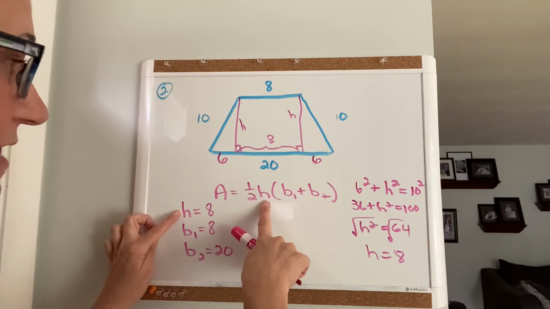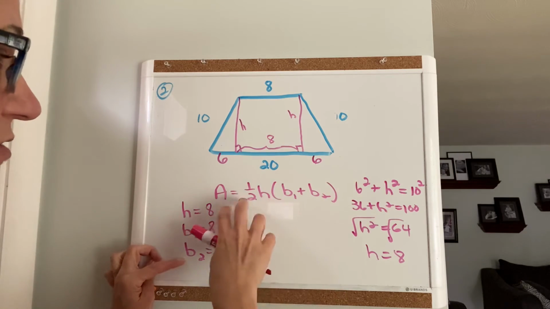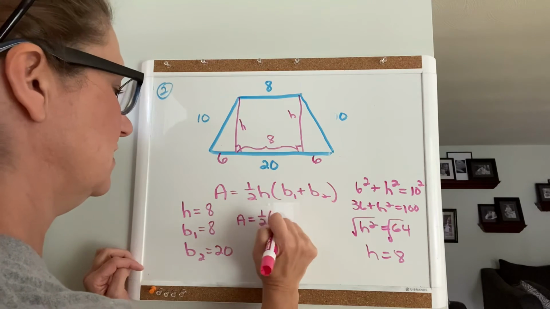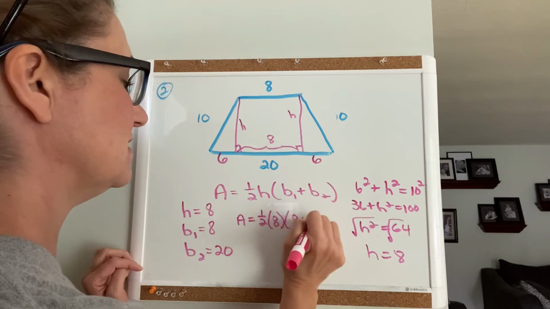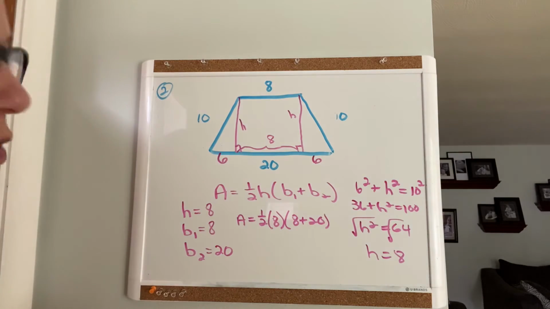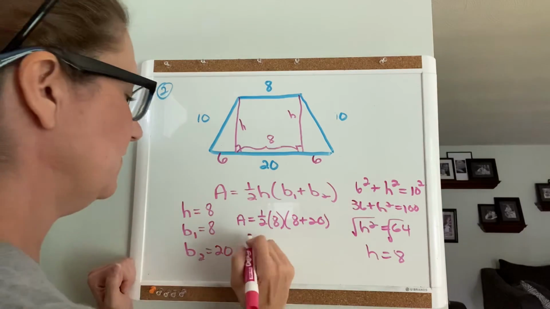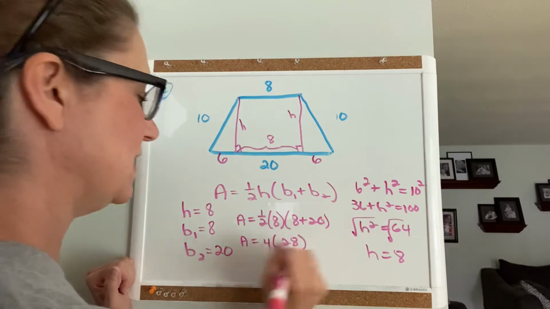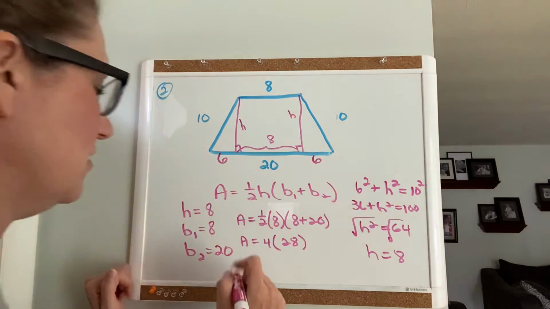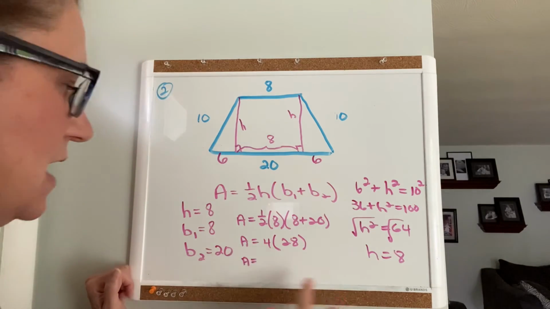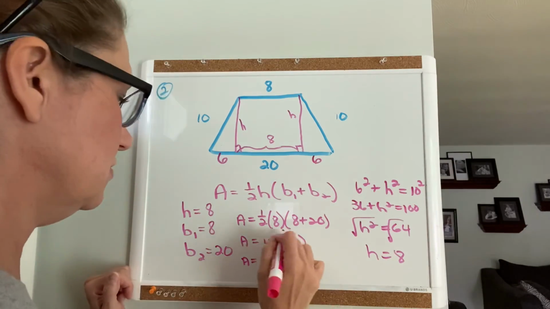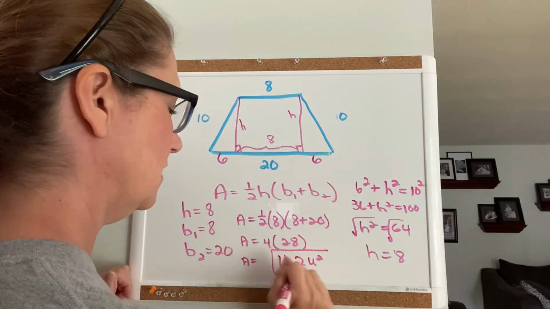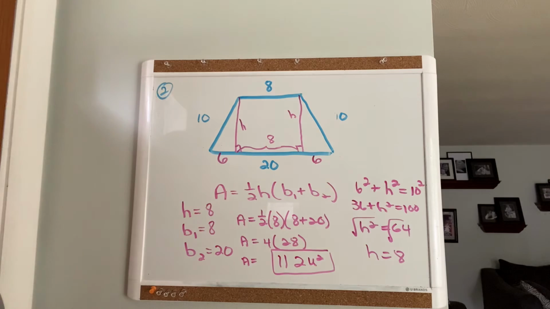We can plug in h, base 1, and base 2 in order to find the area. So the area is 1/2 times 8 times the sum of the two bases, 8 plus 20. Half of 8 is 4. So we get 4 times 28. And if we multiply those together, 4 times 8 is 32, carry the 3, you get 112. So the area of this trapezoid is 112 units squared.